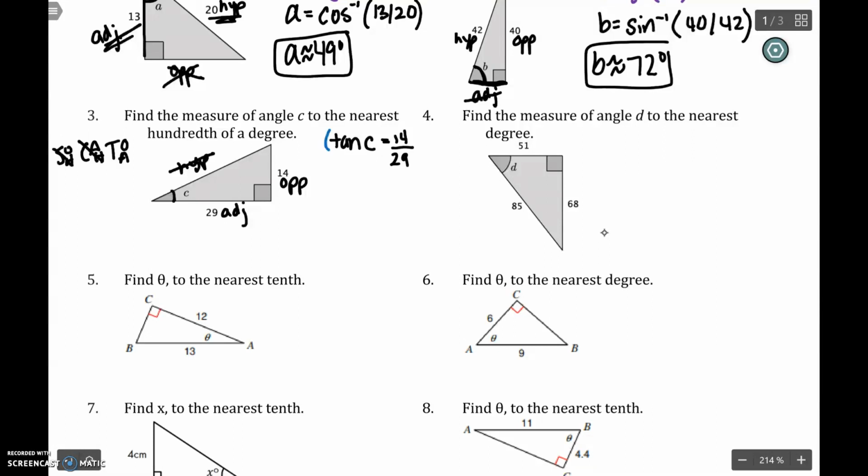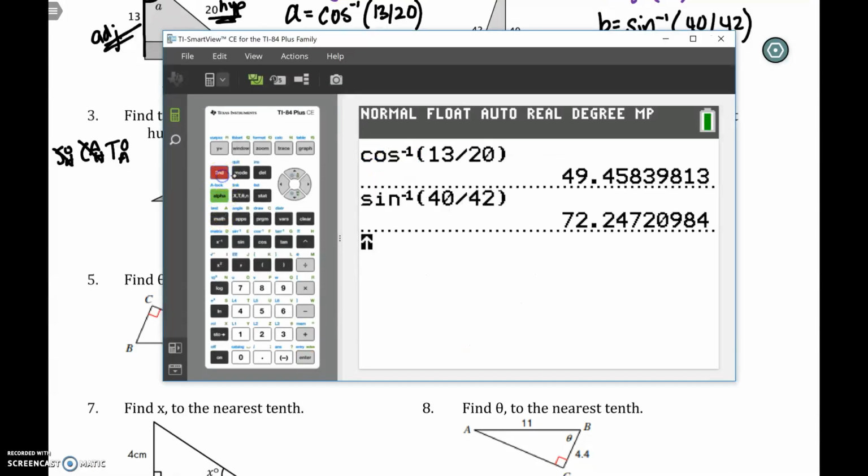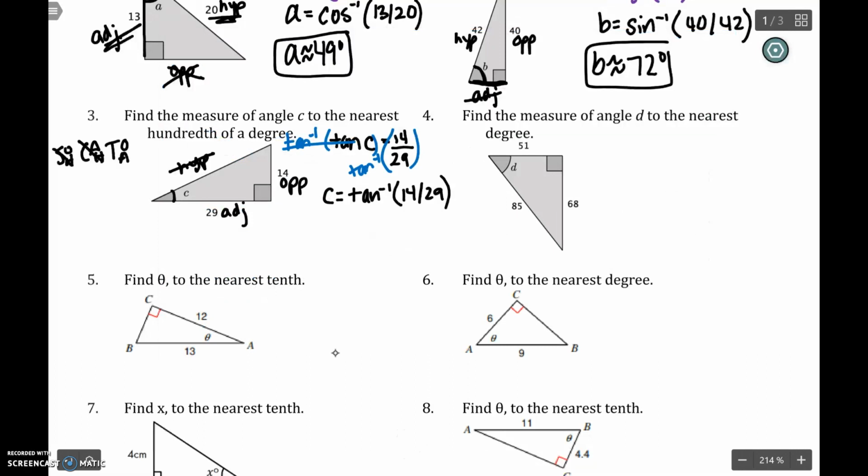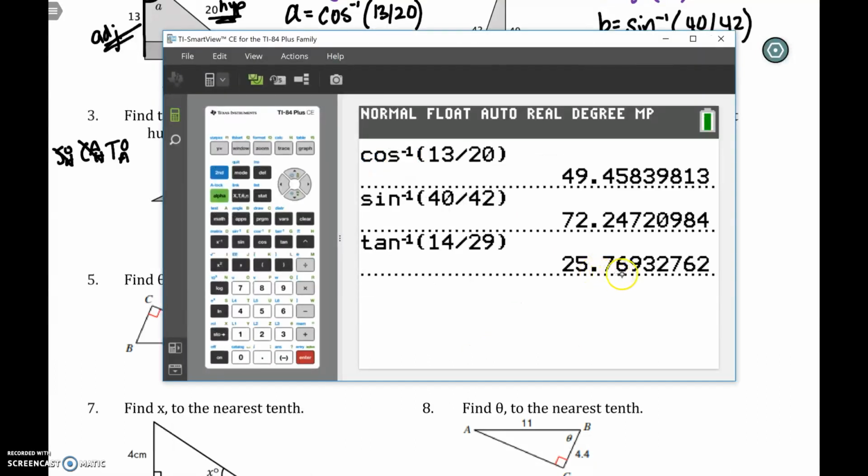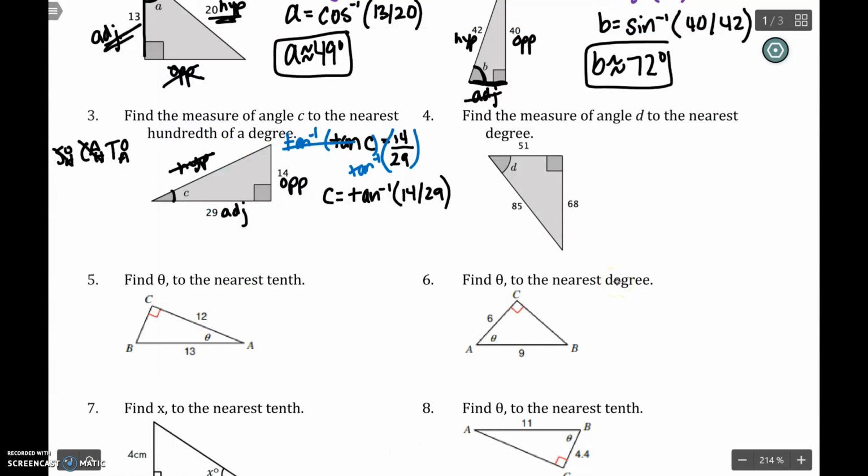In order to get c by itself, we need to get rid of tangent. We do that by doing the inverse. And whatever you do to one side of an equation, you always have to do to the other. And so c will be isolated, and it will be equal to the inverse tangent of 14 over 29. And we'll type that in by doing second tangent 14 divided by 29. And that's 25.76. So to the nearest hundredth of a degree, it'd be 25.77 degrees because of the 9 after it.